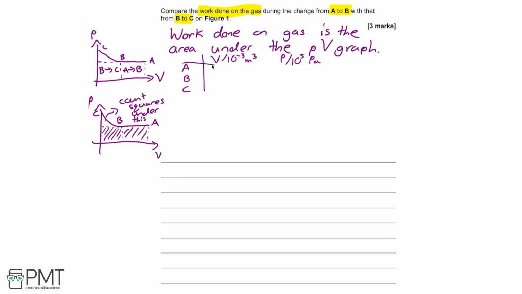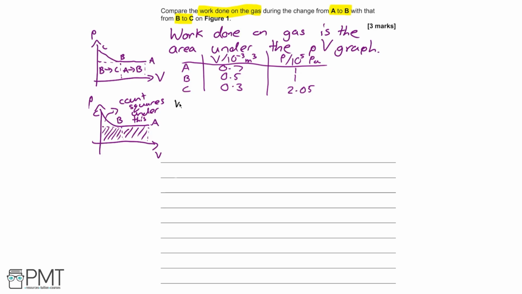Then I have the A has 0.7 here, and has 1 as its pressure in units of 10 to the 5 pascals. B has 0.5 here and also has 1 in units of 10 to the 5 pascals, and C has a volume of 0.3 times 10 to the minus 3 meters cubed and has a pressure of 2.05 times 10 to the 5 pascals.